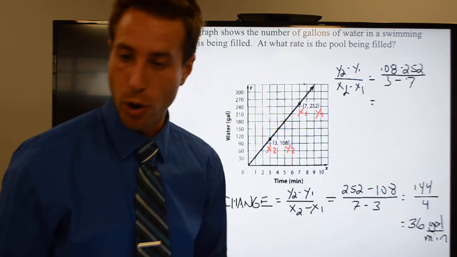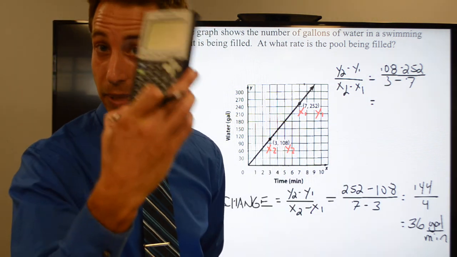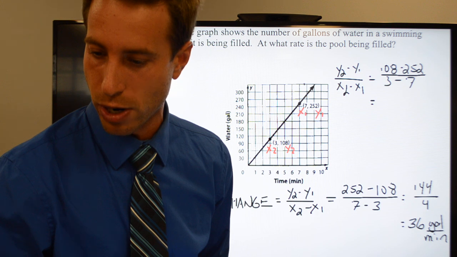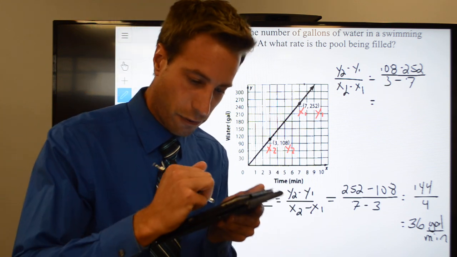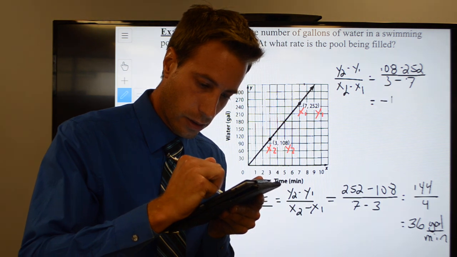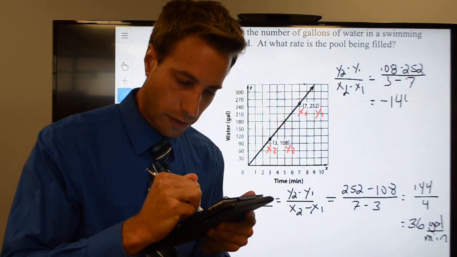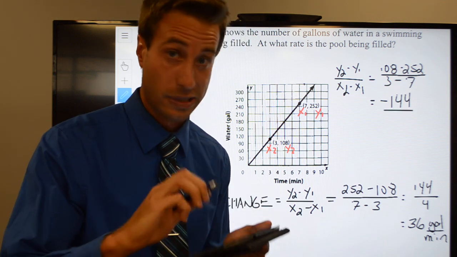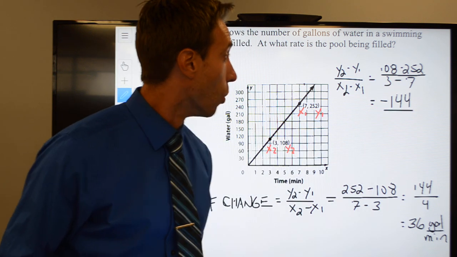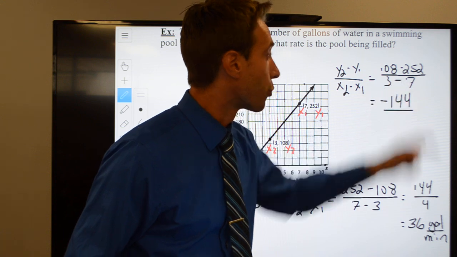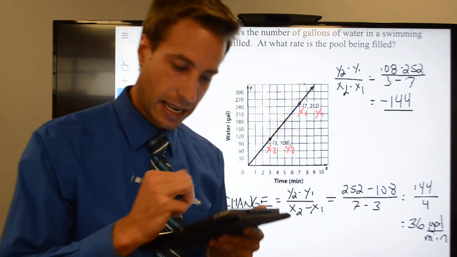Here we go. We're going to have 108. Again, I'm going to need my calculator. Don't fat finger something on your calculator. 108 minus 252. I get a negative 144. I'm sorry, negative 144. Yes, negative 144. I thought I said negative 114. Not negative 114, negative 144. And in the bottom, 3 minus 7, it's going to be a negative 4.